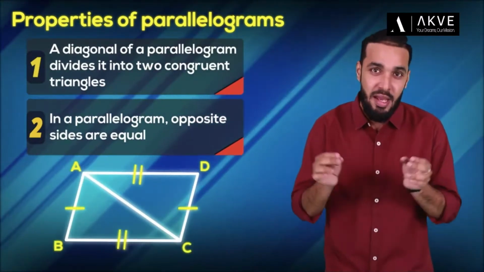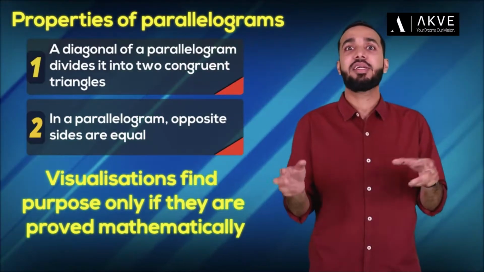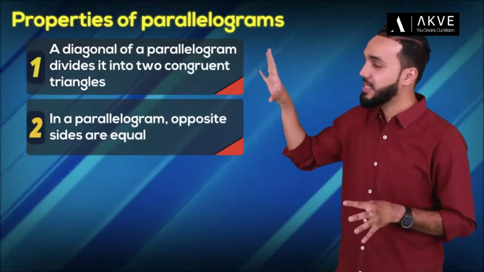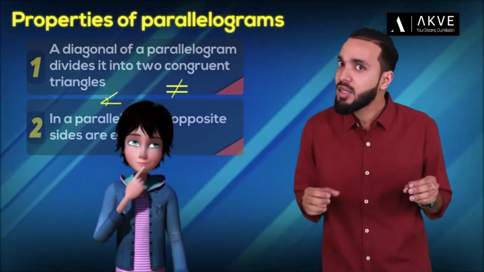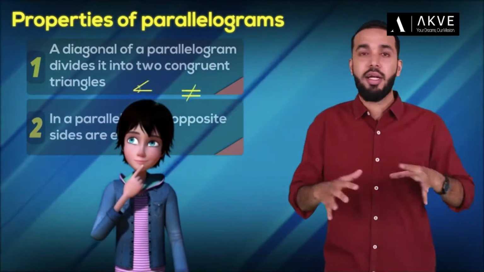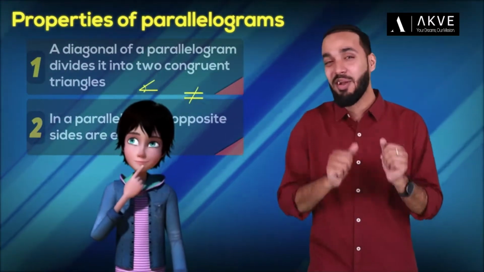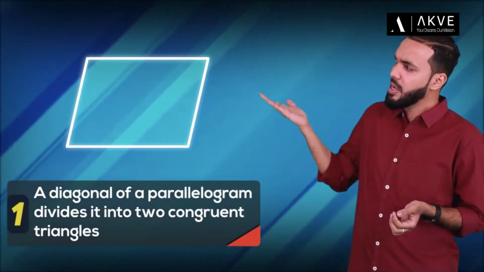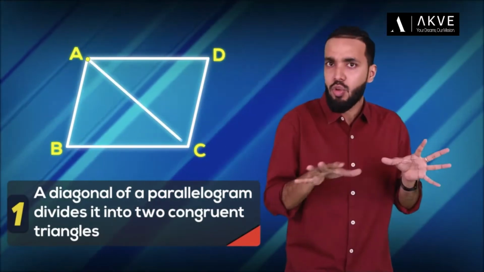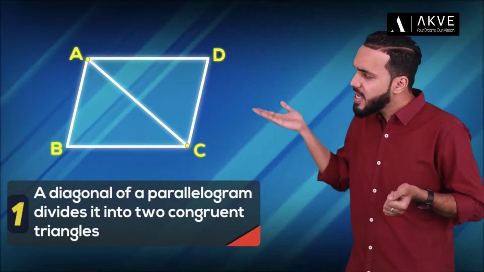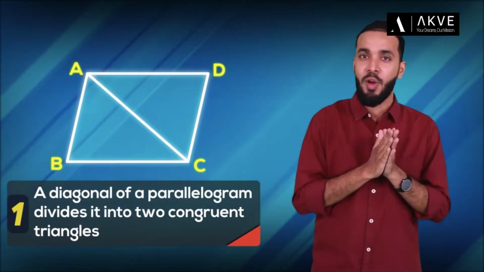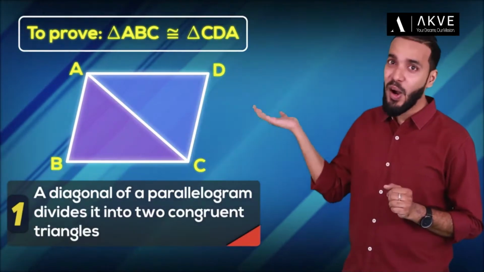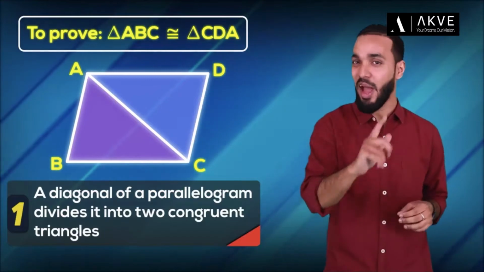I'm sure it was. But in mathematics, visualizations find purpose only if they are proved mathematically. So let's take these theorems and try to prove them using the geometrical knowledge we have accumulated in all these years. We will begin with the first one. So for this, let's take a parallelogram, say ABCD, and join two of its non-adjacent vertices, say A and C. Now, we need to prove that triangles ABC and CDA are congruent. So let's get on with it right away.